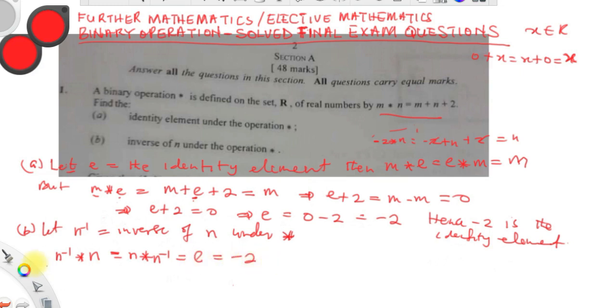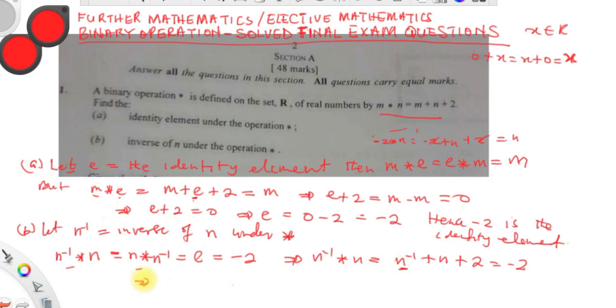Okay? So irrespective of the order, if you take this or you take this, you have to get the identity element. So this implies that n inverse star n is equal to n inverse plus n plus 2, which gives us negative 2. We are looking for the inverse of n. So we make n inverse the subject.